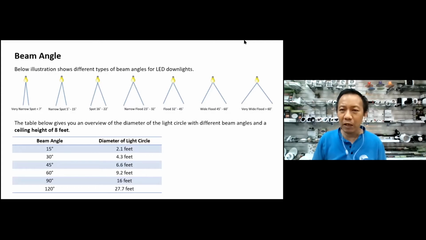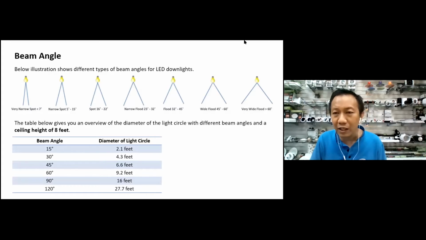So kung ang beam angle ng fixture mo ay 15 degrees, pagdating sa baba, 8 feet, meron kang diameter na 2.1. So 30 degrees, lumalaki, 4 feet. 45 degrees, may 6.6 feet ka. So malaki na yon, di ba? Kaya naglalaro sa 30 and 45 usually yung mga ordinary na downlights.